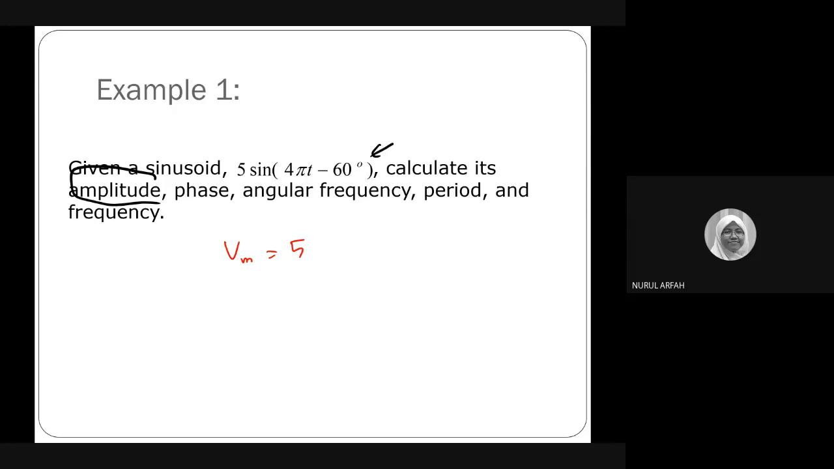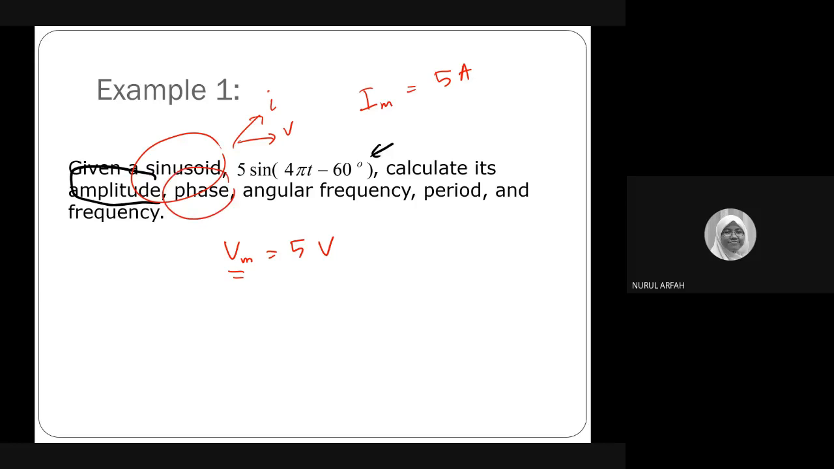But what is the unit? This is in volt, because I put V. If I put Im, then this one will be 5 amps. Okay. The signal can be in current or voltage.